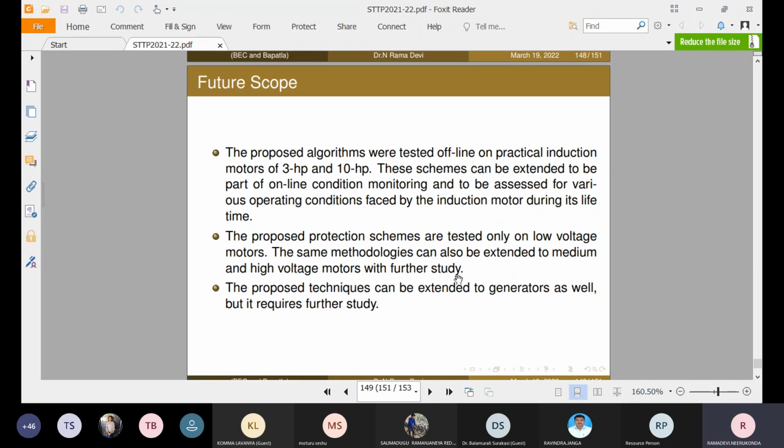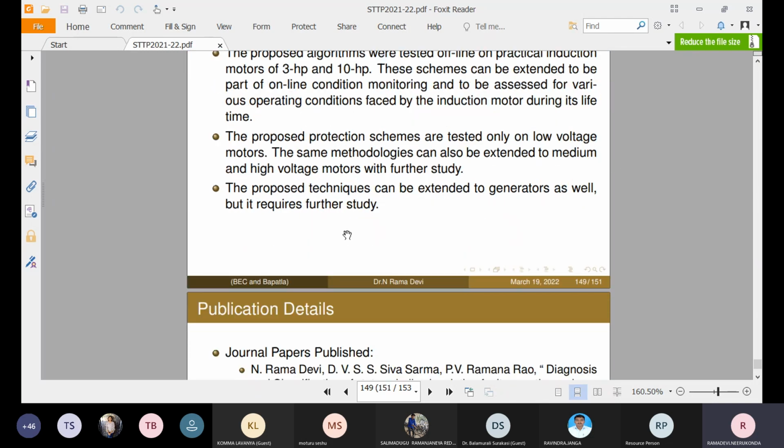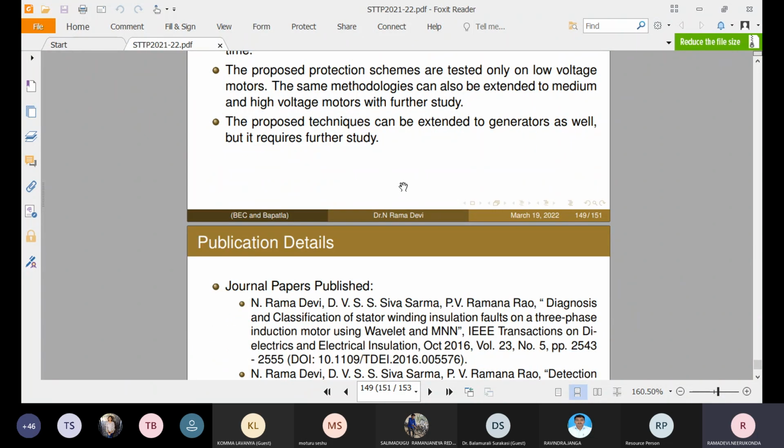So the future scope for this area is that the algorithms are tested offline on practical motors of 3 HP and 10 HP, but not extended to online. Because of that, there is scope for extending to online condition monitoring. And one more thing is that these protection schemes are tested for low voltage motors, but the same algorithm can be extended to medium and high voltage motors for further studies.